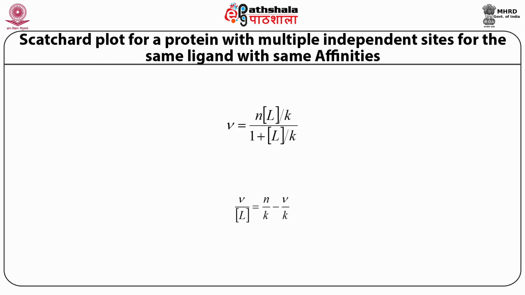Again, when we plot nu by L versus nu, we get a straight line with slope equal to minus 1 by K and intercept equal to n by K. Using the slope and intercept, we can calculate the number of ligands binding to a particular site, and we can also calculate the microscopic constant.